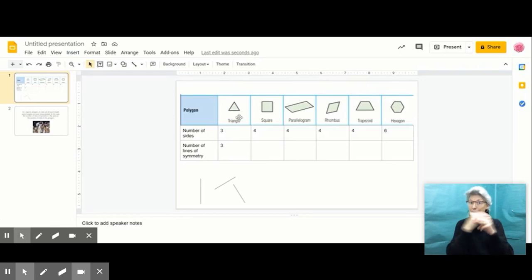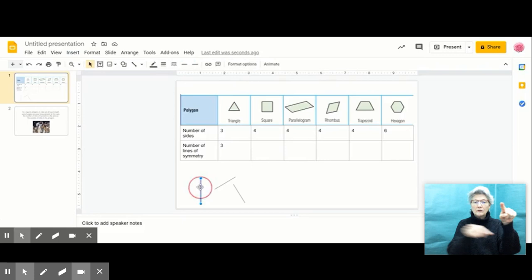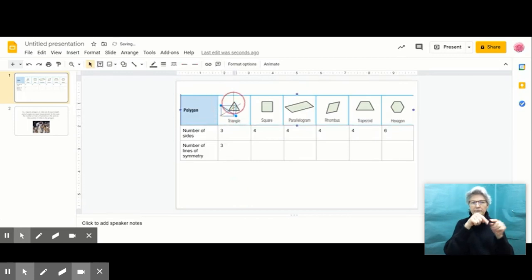So here we have a triangle, and I know it has 3 sides. And it also has 3 lines of symmetry. I'm just going to show you those lines of symmetry. Each line goes through each vertex. So let me fix this line here, make it a little bit more diagonal. Okay, I can move this one over. So here we have our 3 lines of symmetry in a triangle.